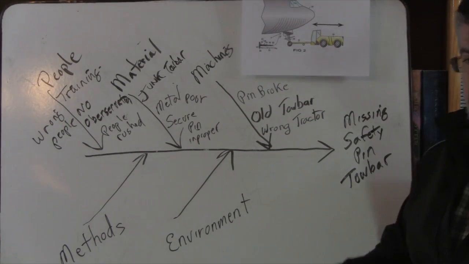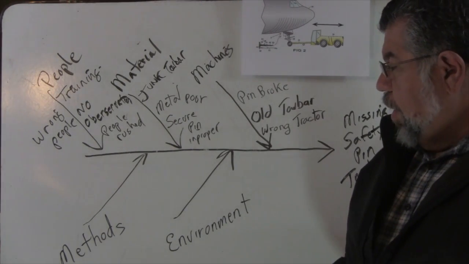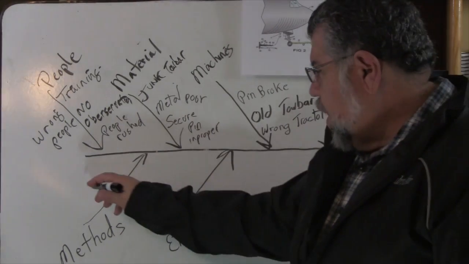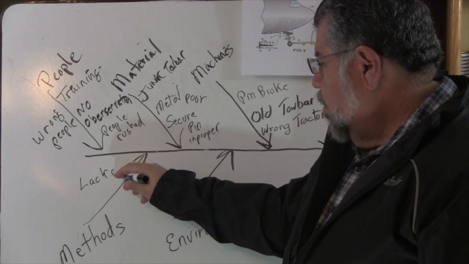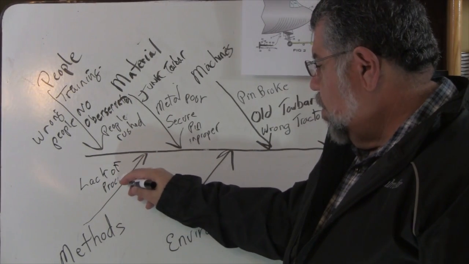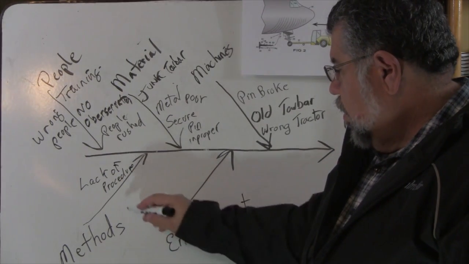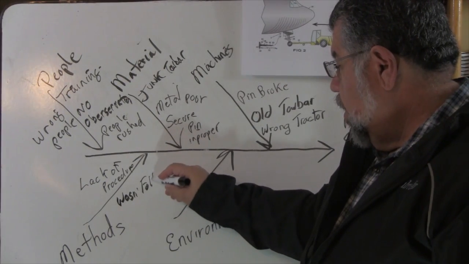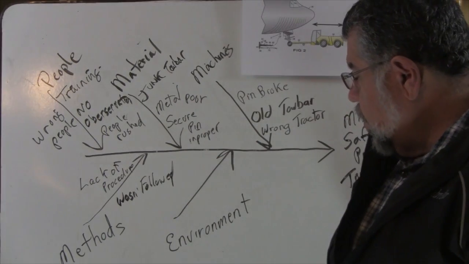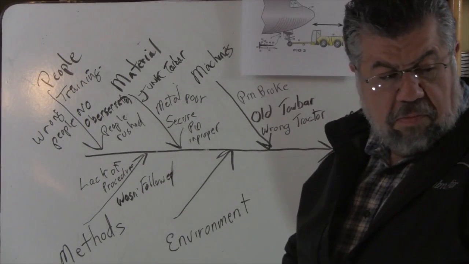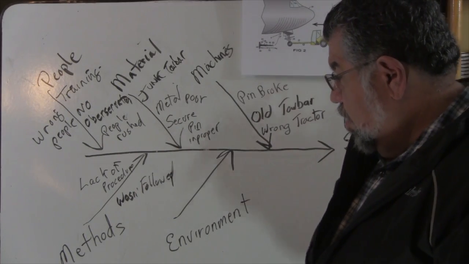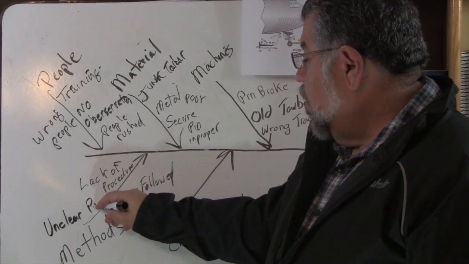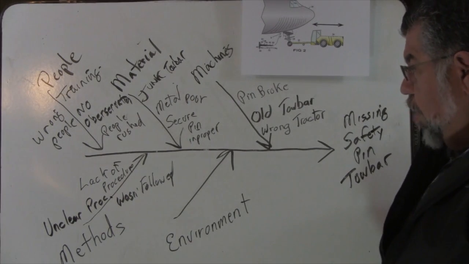All right, let's take a look at methods. Remember, methods are the procedure. Anything in that area? Yeah, a lack of procedure, maybe. Okay, lack of procedure. Okay, anything else? Maybe the procedure wasn't followed. Maybe there is a procedure, right? But it wasn't followed. Okay, what else? Procedure was unclear, maybe. Oh, okay. Unclear procedure, right? Okay, good. Anything else in the methods area?